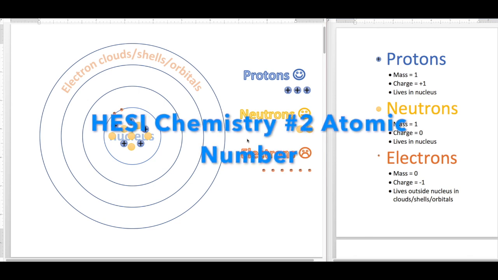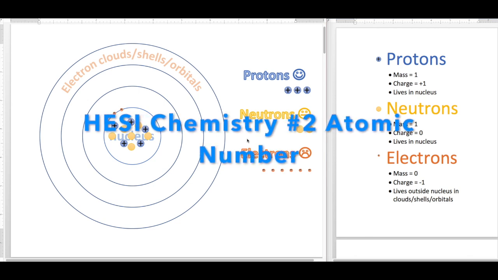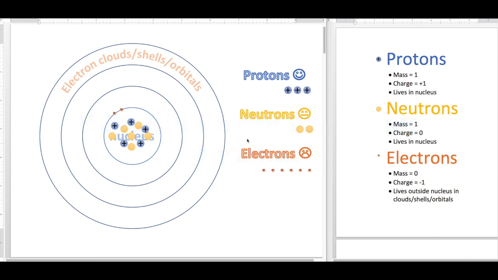Okay, so this is HESI Chemistry video number 2. We're still talking about elements and atoms and subatomic particles. So here we have our model of the atom again with our protons, neutrons, and electrons.